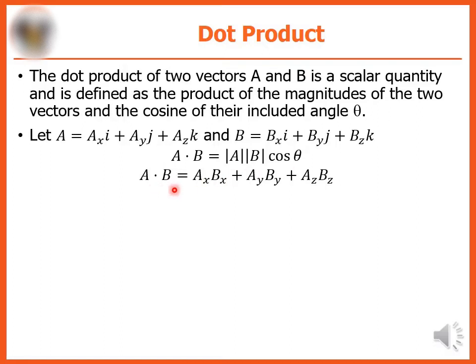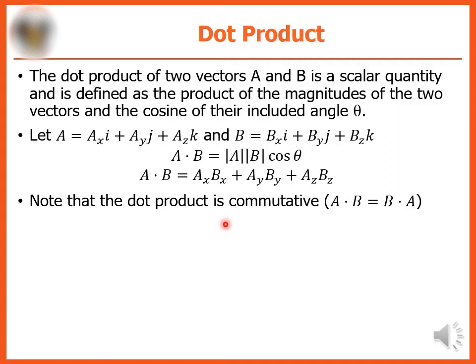Or, simply, the dot product of A and B is equal to A sub x times B sub x plus A sub y times B sub y plus A sub z times B sub z. Take note that the dot product is commutative. So, the dot product of A and B is equal to the dot product of B and A.